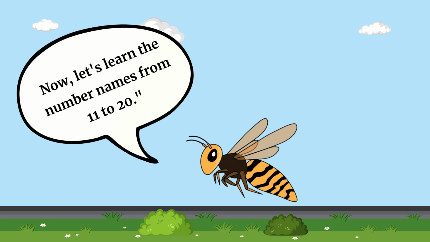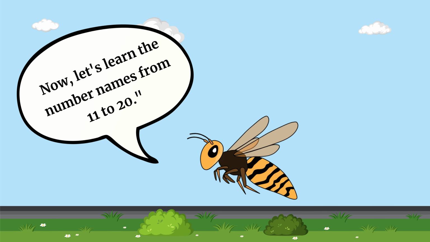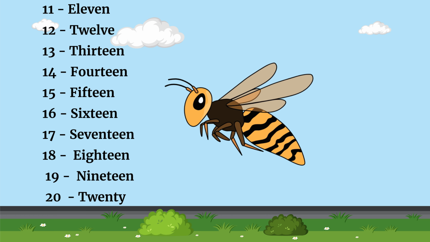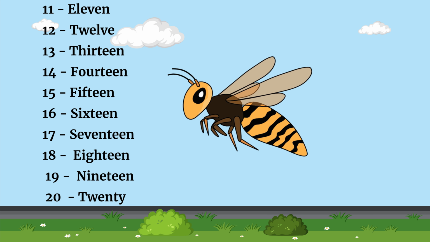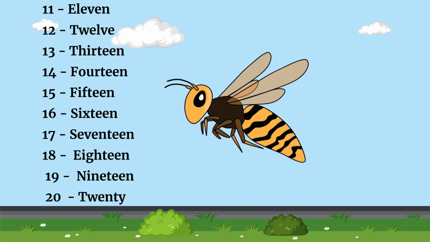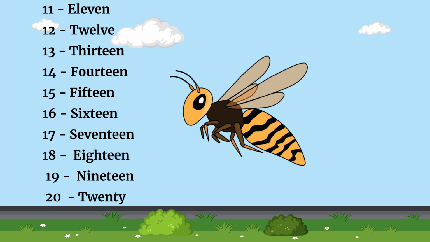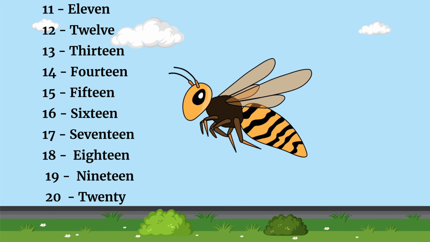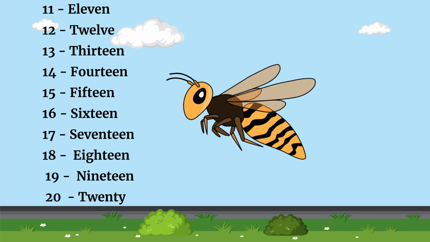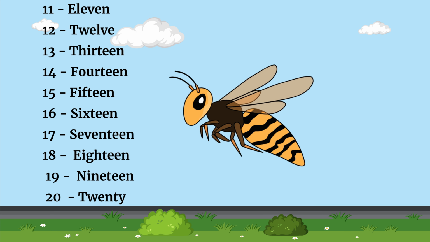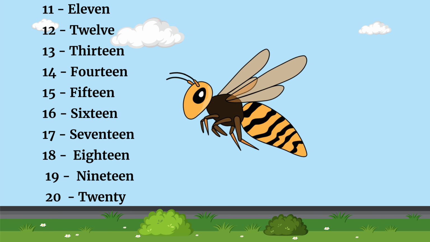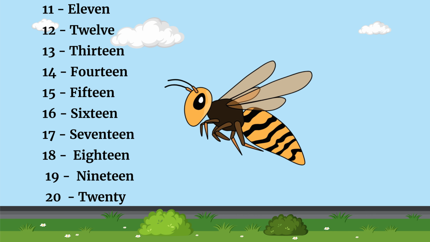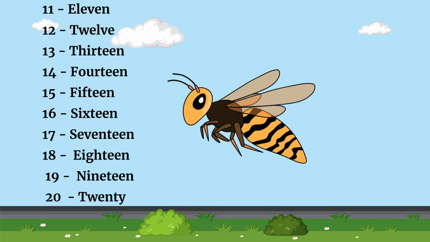Now, let's learn the number names from 11 to 20. E-L-E-V-E-N, 11. T-W-E-L-V-E, 12. T-H-I-R-T-E-E-N, 13. F-O-U-R-T-E-E-N, 14. F-I-F-T-E-E-N, 15. S-I-X-T-E-E-N, 16. S-E-V-E-N-T-E-E-N, 17. E-I-G-H-T-E-E-N, 18. N-I-N-E-T-E-E-N, 19. T-W-E-N-T-Y, 20.